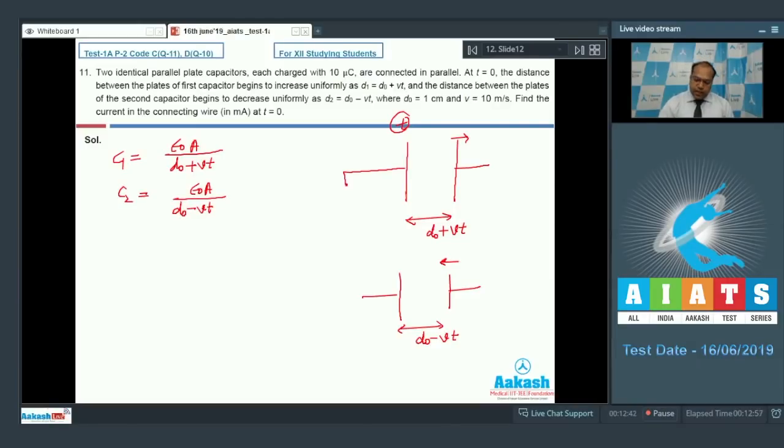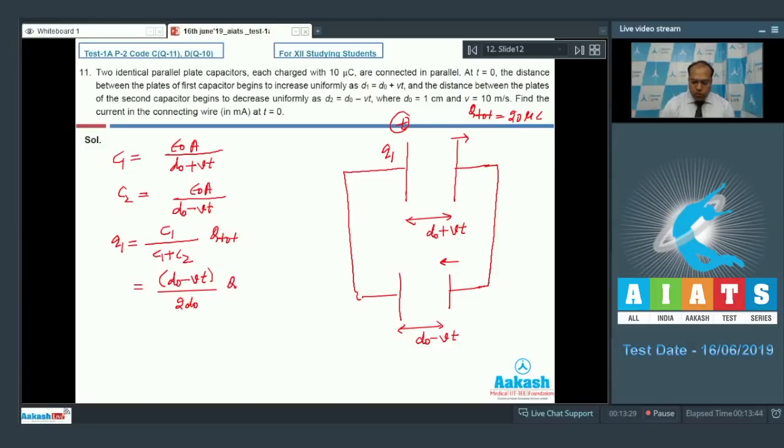If these two capacitors are connected in parallel, then the potential difference across the capacitors will remain the same. So the charge Q1 at any time t on capacitor 1 can be written as Q1 equal to C1 divided by C1 plus C2 of total charge. The total charge on the isolated system of these two capacitors is 20 microcoulomb, that is Q total. If I solve this, it comes out to be d0 minus Vt divided by 2d0 into Q total.